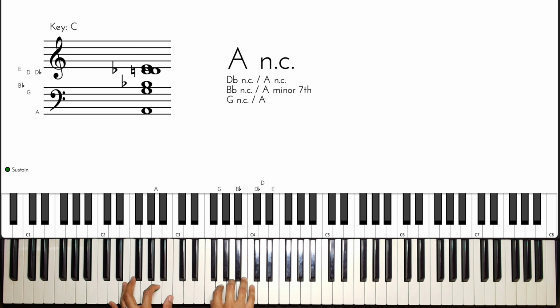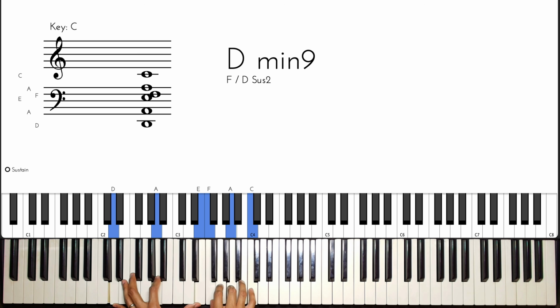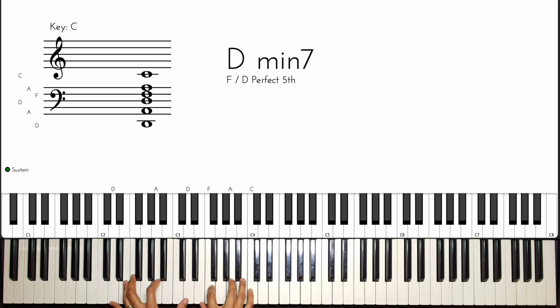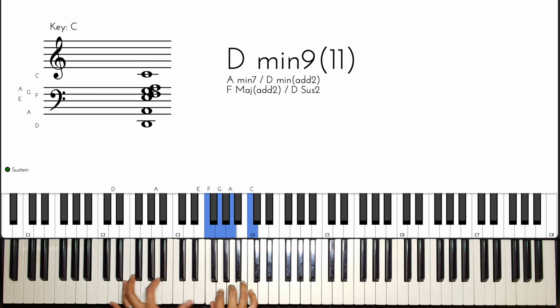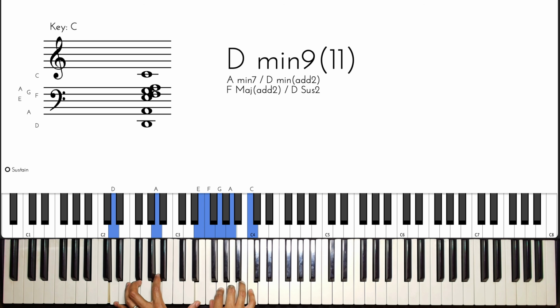And then we end on the 2, which is a D minor 11. Same formula or same progression that we used before to form it. An F major add 2 over a D. And we just fill up the chord with the 5th or even the 9th. Okay, so all together.